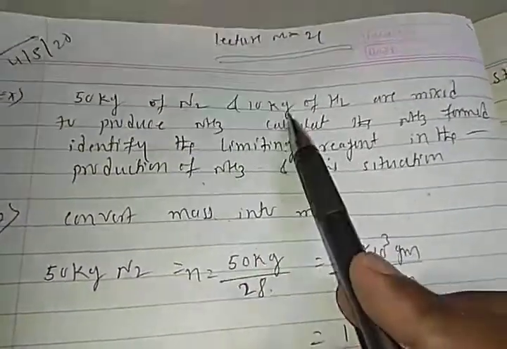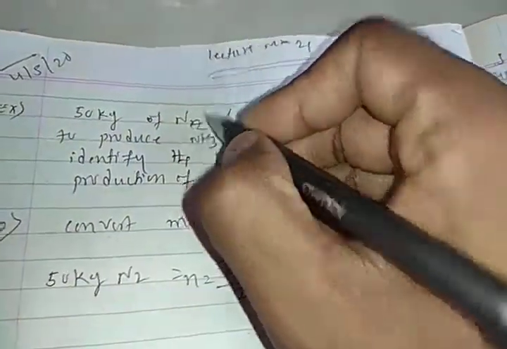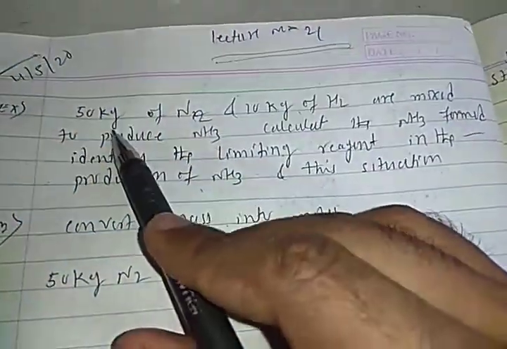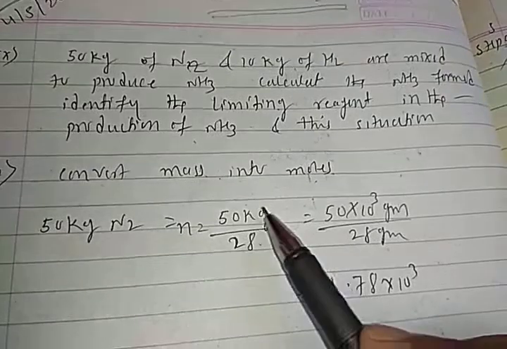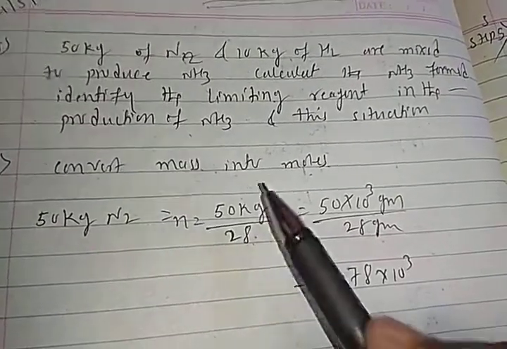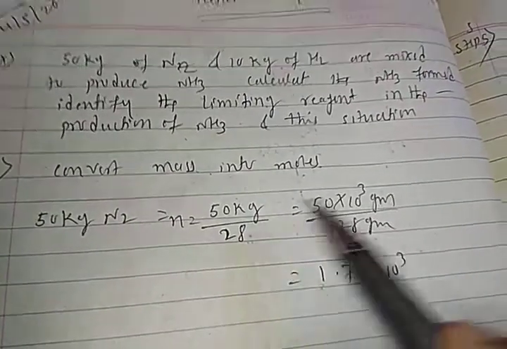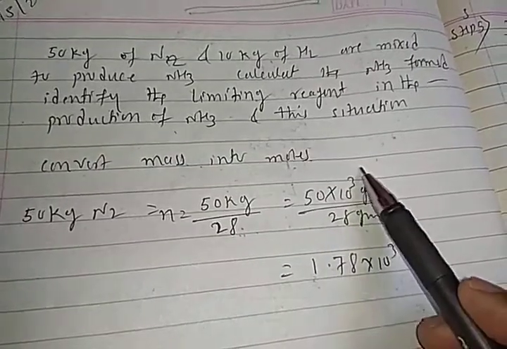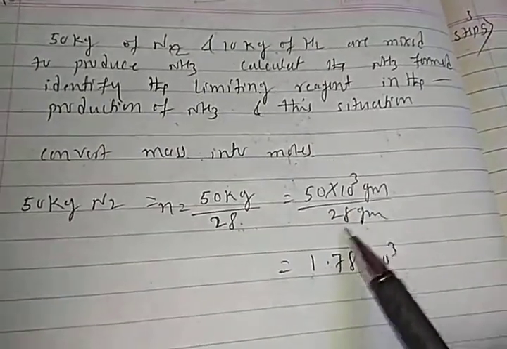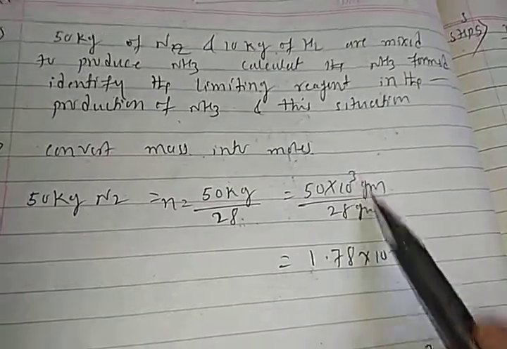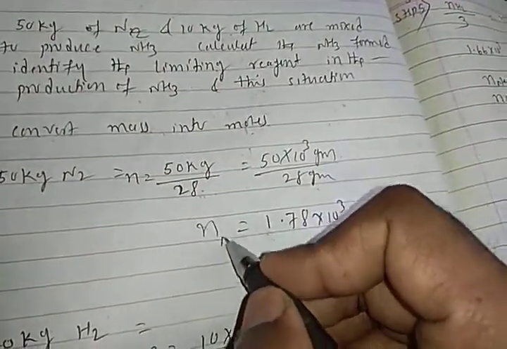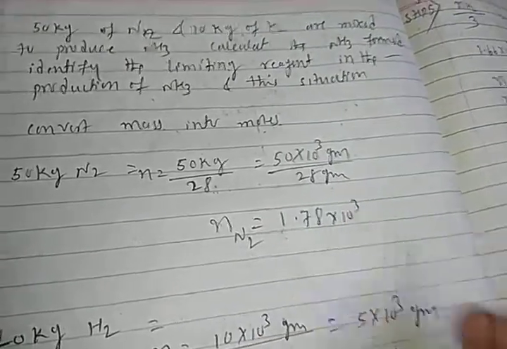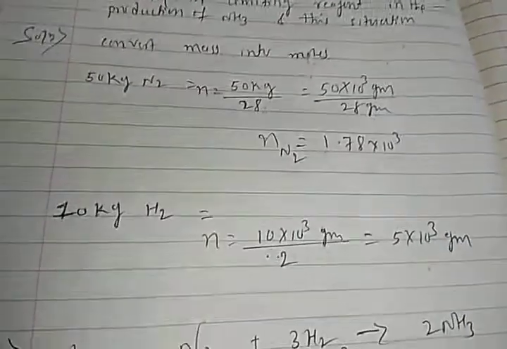Here the quantities are first given in kg. We have to convert this kg into moles: 50 kg into moles, 10 kg into moles. So the moles of nitrogen is the mass of nitrogen divided by the molar mass of nitrogen. Mass of nitrogen is 50 into 10 to the power of 3 gram. The molar mass is 28 gram. Then we get the moles of nitrogen as 1.78 into 10 to the power of 3.